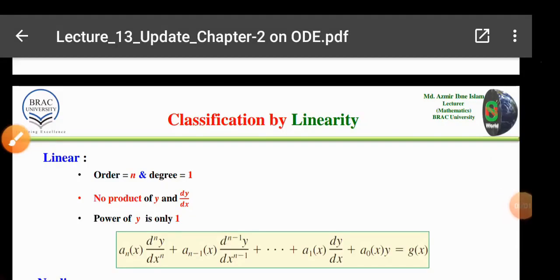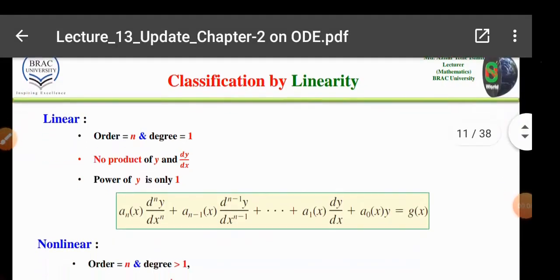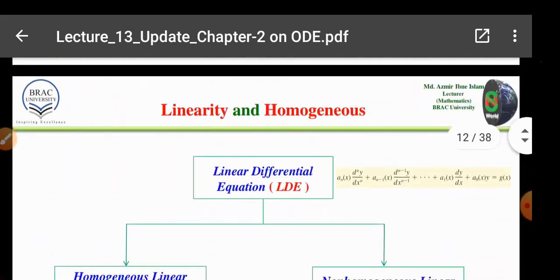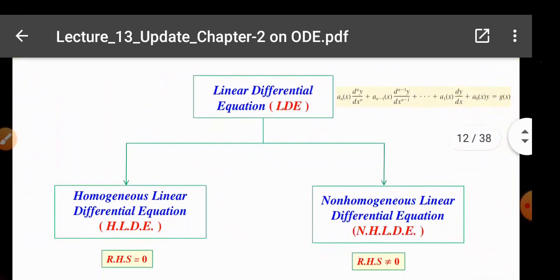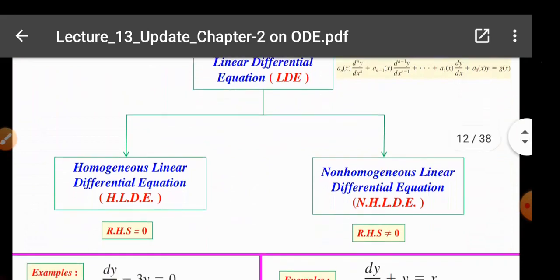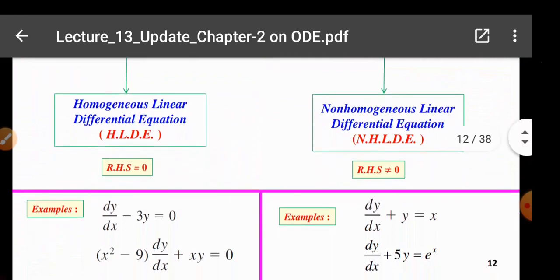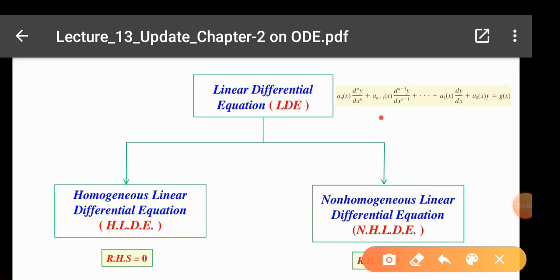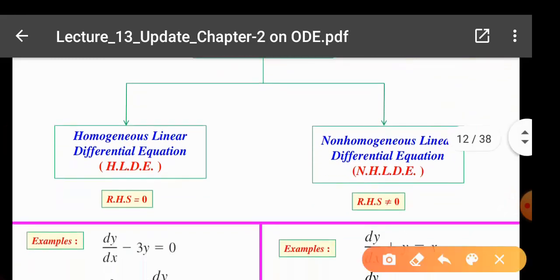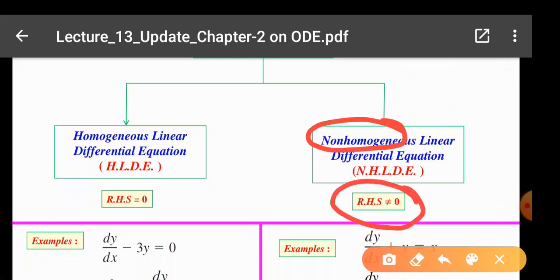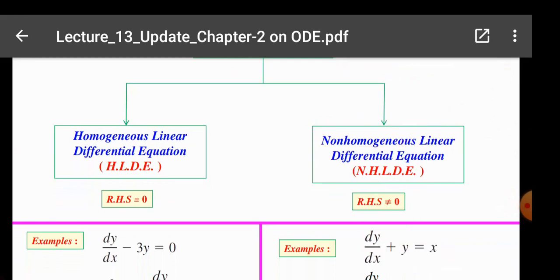Now we are going to focus only on the classification of linear differential equations. A linear differential equation may be homogeneous or non-homogeneous. So what do you mean by homogeneous and non-homogeneous linear differential equations? A linear differential equation will be homogeneous if the right side of that differential equation is 0, and it will be called non-homogeneous if the right side is not equal to 0.